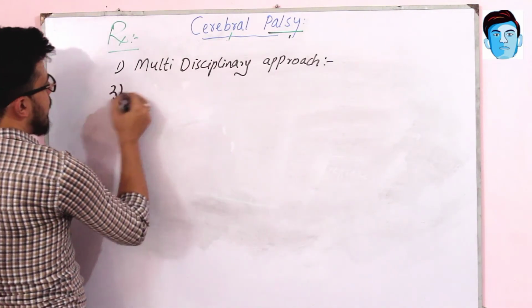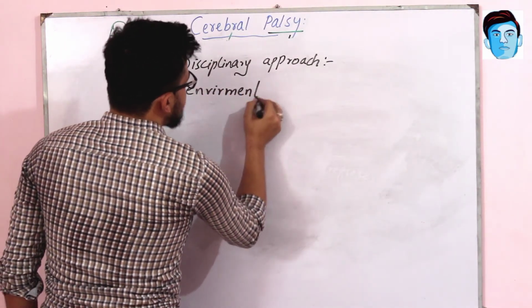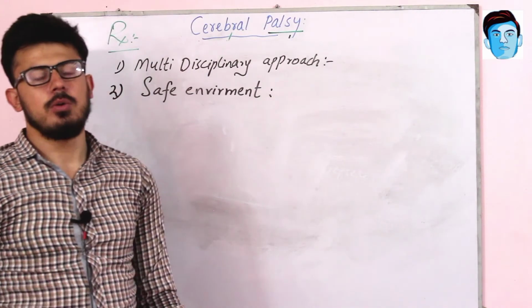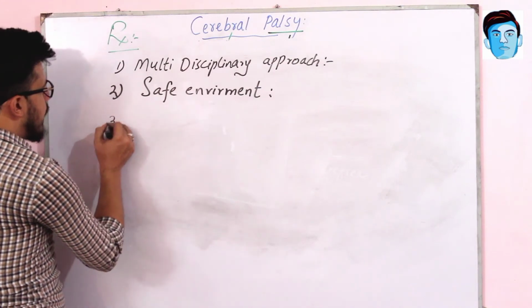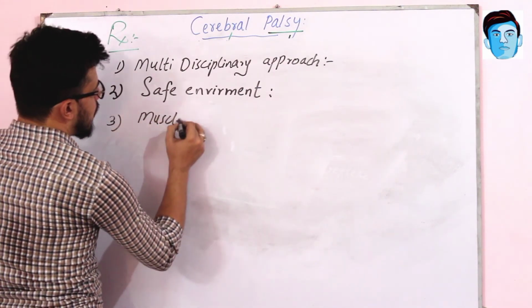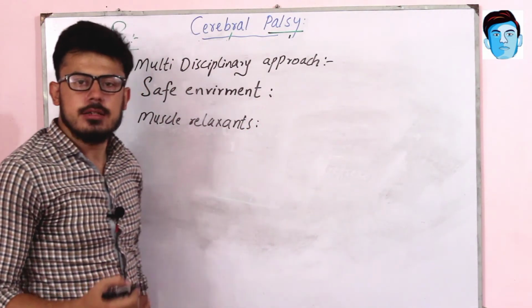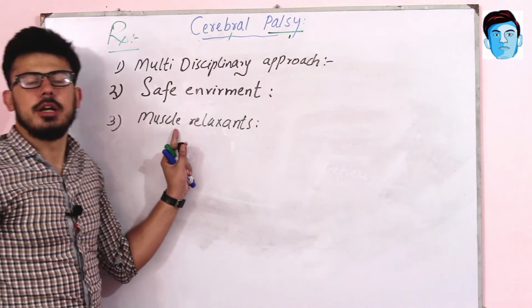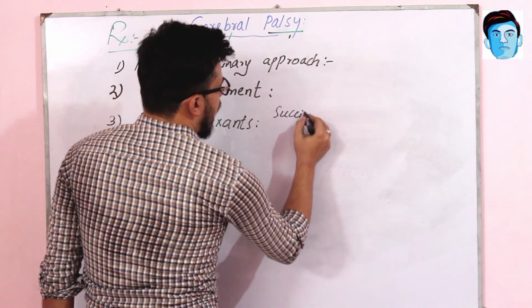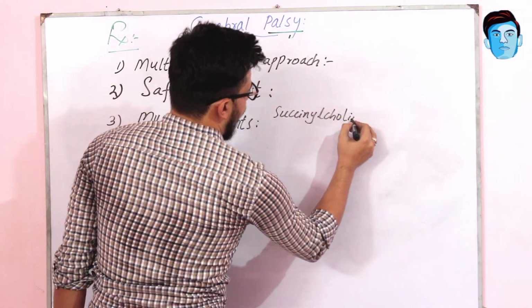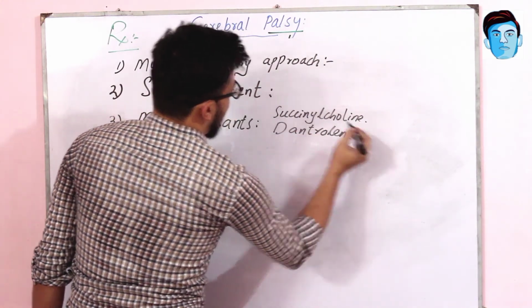Also a safe environment is important. What does it mean? Safe environment means that I will always remove any sharp object from the surroundings of the baby. So the safe environment plays an important role. Thirdly, certain muscle relaxants play an important role. What is the action of muscle relaxants? They decrease the spasticity. So which drugs come under the category of muscle relaxants? You can give succinylcholine. Also dantrolene. So these play an important role.